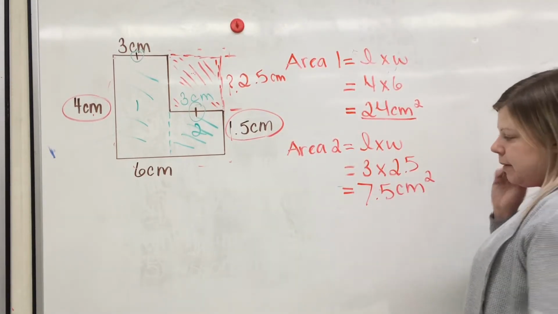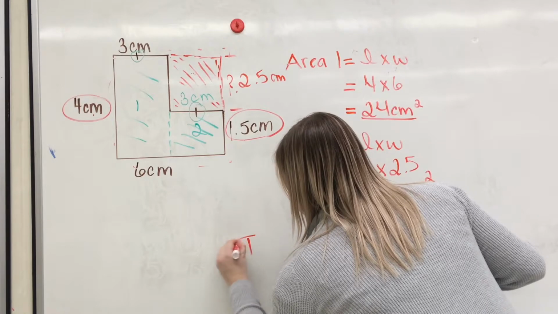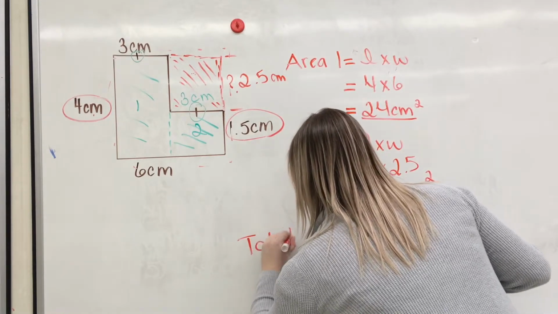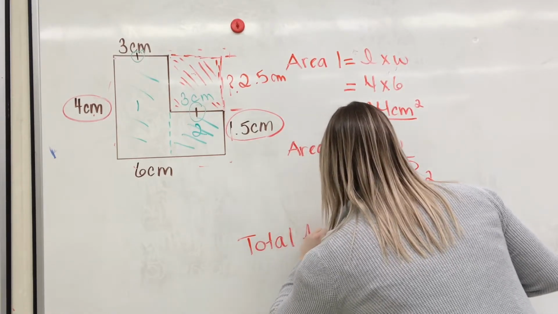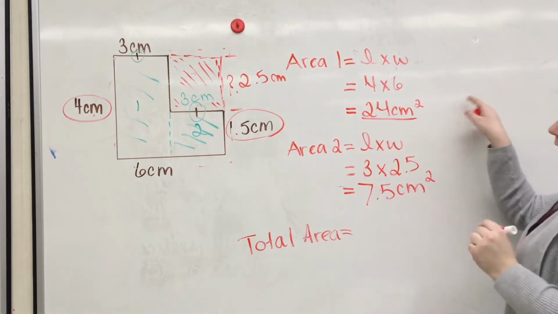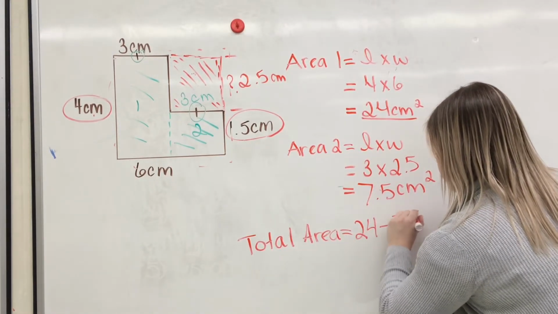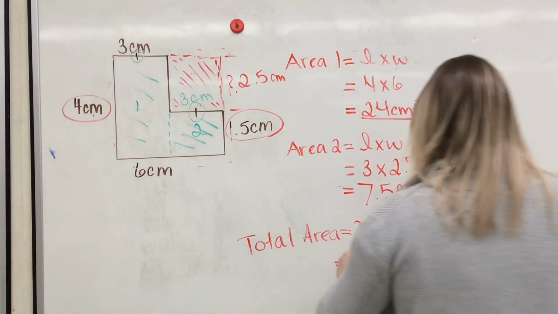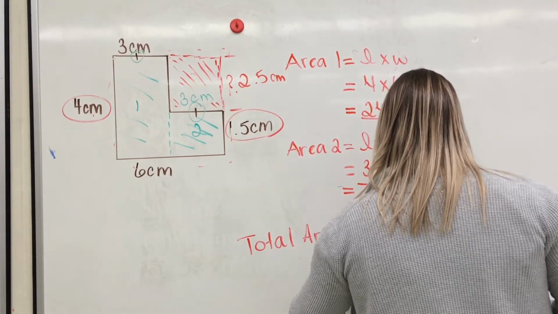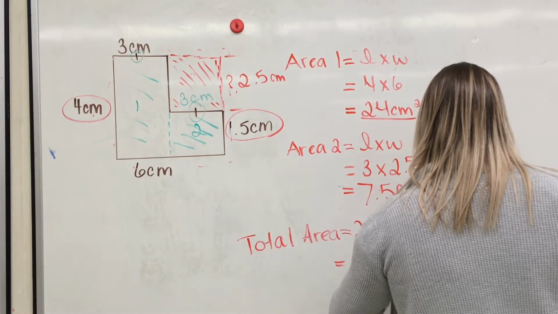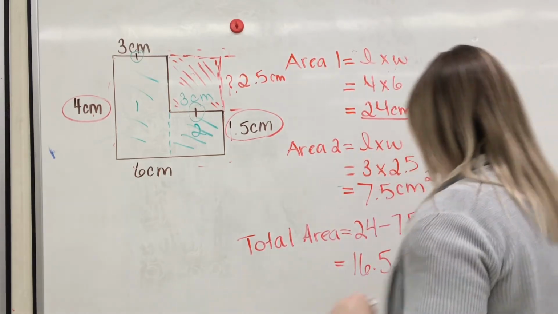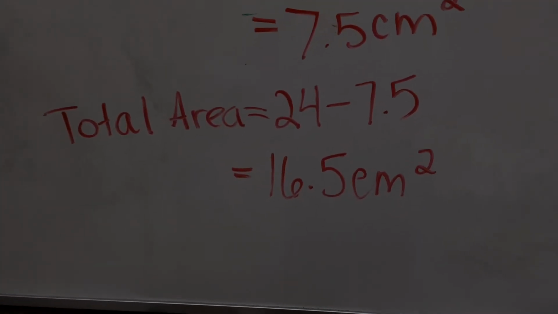So I have to do a little bit of subtraction, and I have to write total area is equal to this first shape, 24 minus 7.5. And there's your total answer, my friends.